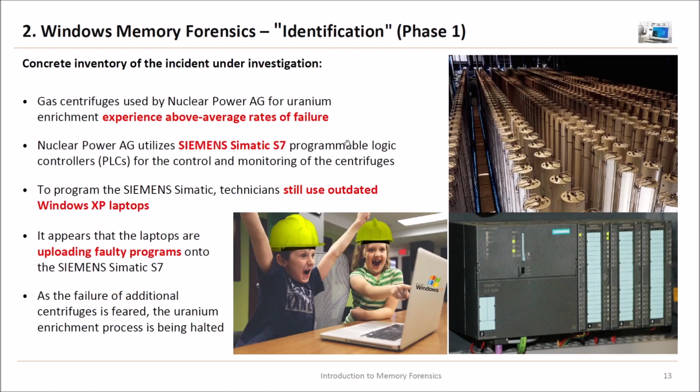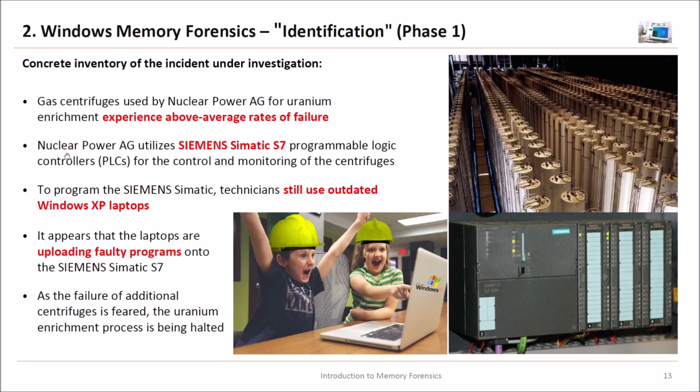The first step that we follow when analyzing these computers is the identification phase here. So we perform and create a concrete inventory of the incident under investigation. Gas centrifuges used by the Nuclear Power AG for uranium enrichment experience above average rates of failure. So you have here these uranium centrifuges that the company uses to enrich uranium, and a few or more, many of these start to fail, and the number of failures is way above the average rates of failure.